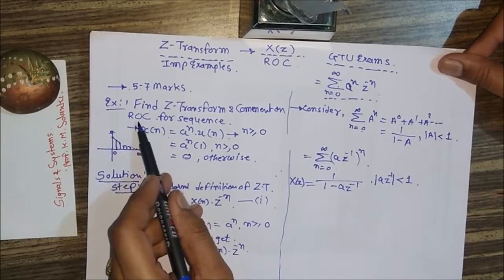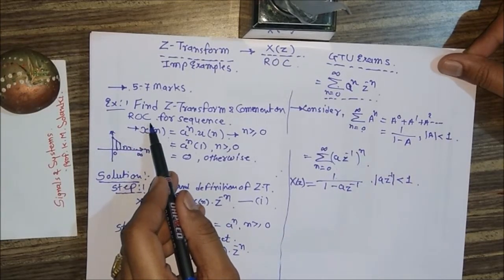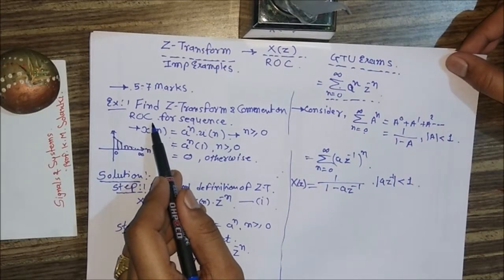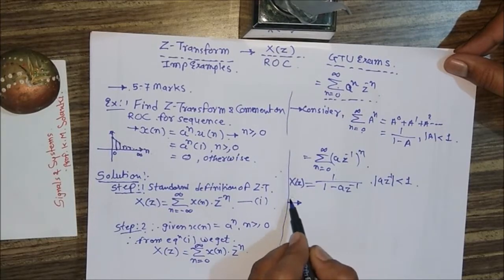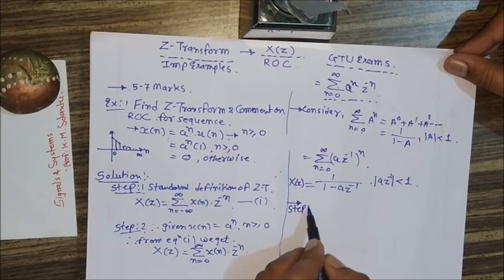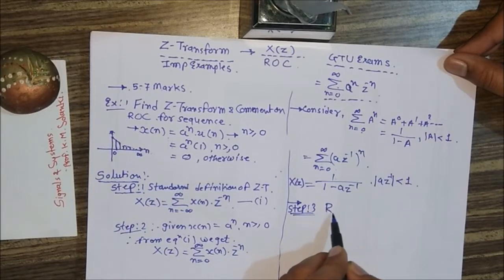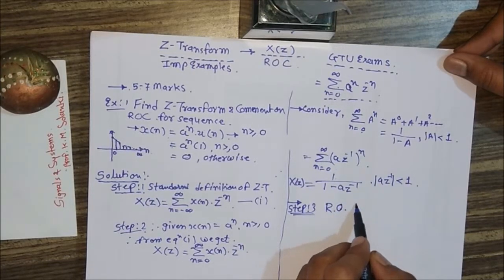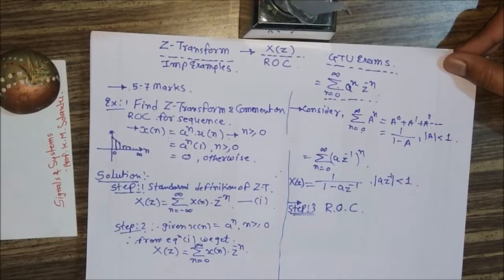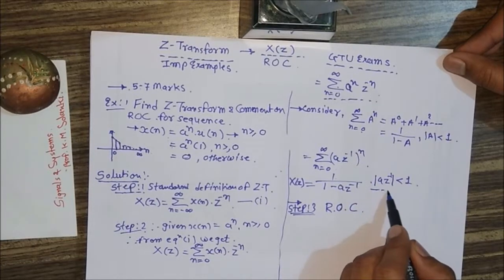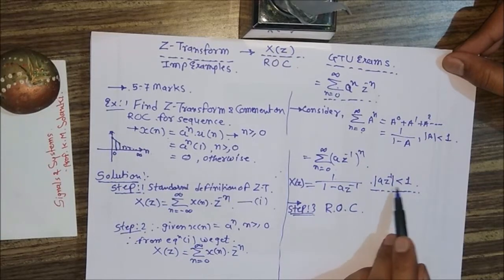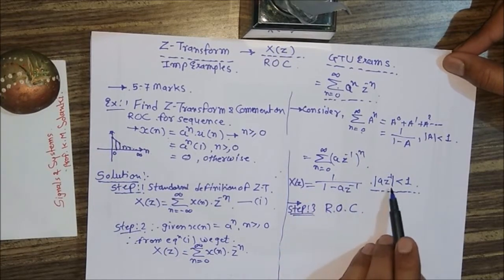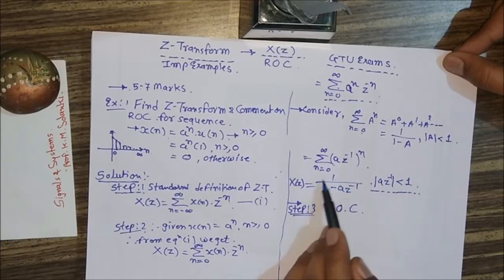Now, as we know what the ROC is and what the significance of ROC is, which we have already discussed in our previous lecture, let us consider step number 3, comment on ROC. That is the most important point of every example, the region of convergence. Now how do we calculate the ROC for a given x of z? For that we have to consider the limit where the x of z, the sequence's answer, becomes finite.